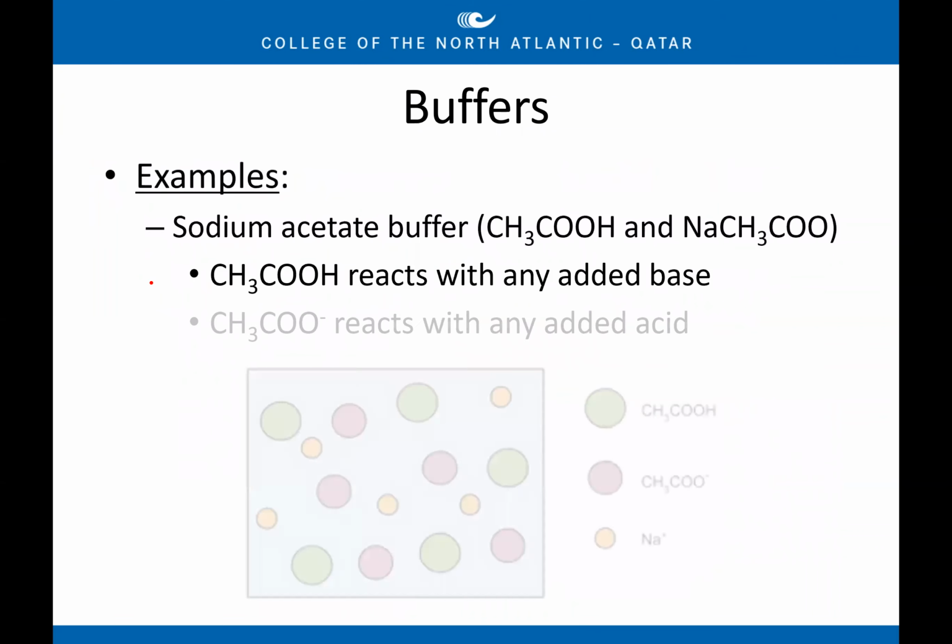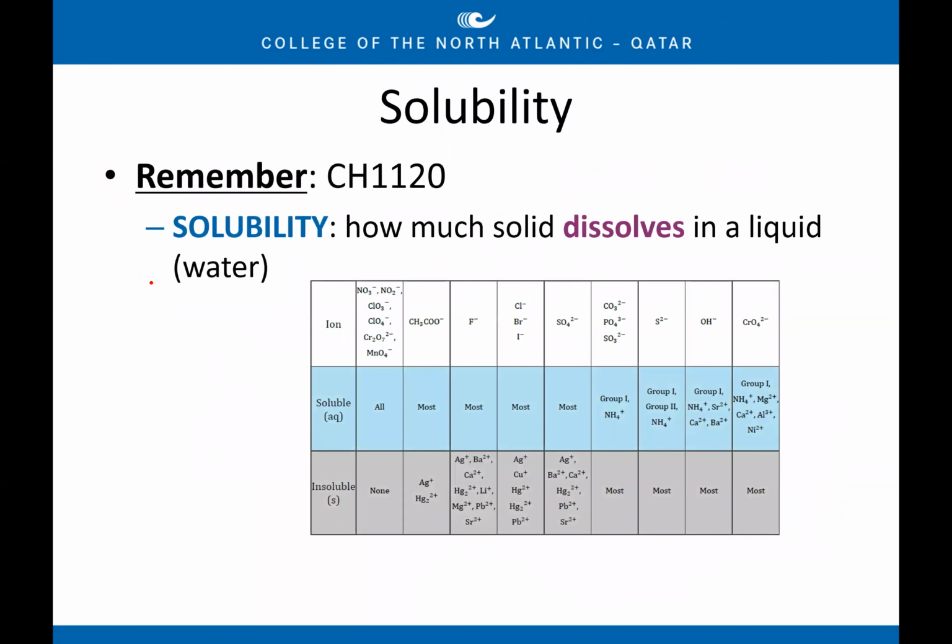Okay, so let's move on. This is where I ended on Thursday. I didn't get to this slide. I'm sure all of you are excited to think back a few months ago, for most of you maybe October or November of 2020. You guys learned about solubility.